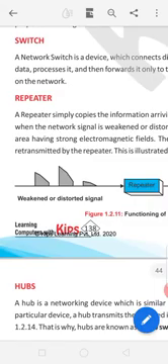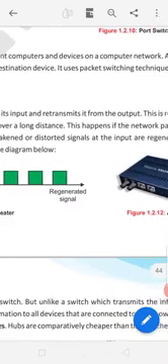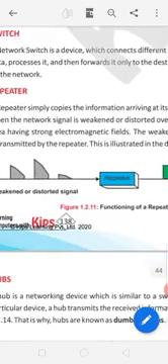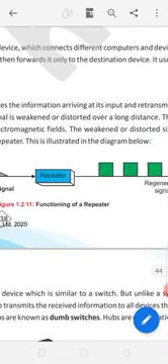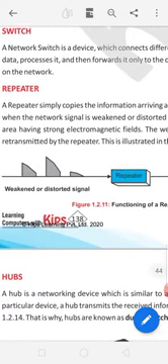A network switch is a device which connects different computers and devices on a computer network. A switch receives data, processes it and then forwards it only to the destination device. It uses packet switching techniques to transfer data on the network. Now, in normal words, a switch is a network device. It is used to transfer data from one way to another, from source to destination. It is used for store and forward.